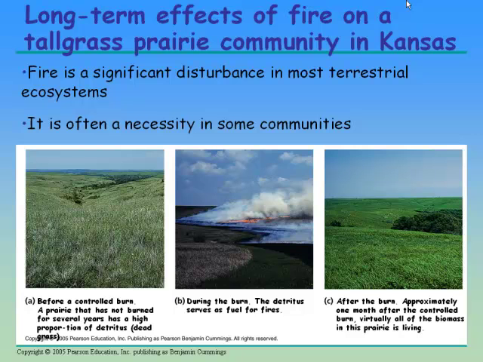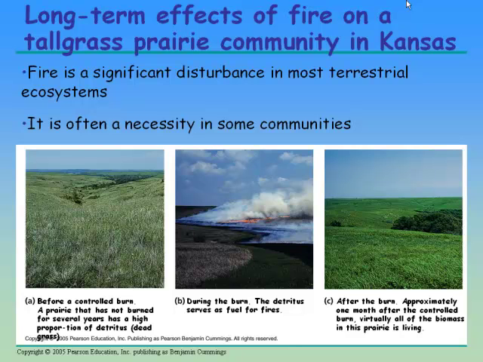So, long-term effect of fire in a tall grass prairie community in Texas. So fire is a significant disturbance in most terrestrial ecosystems. However, it is often necessary in some communities. So this is the prairie. It's rather choked out before a controlled burn.